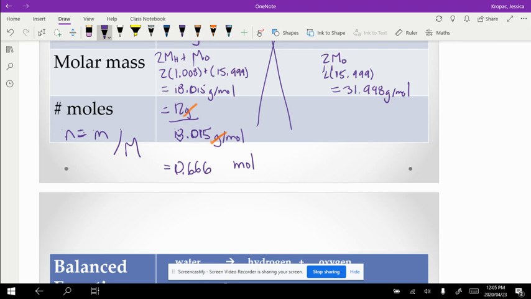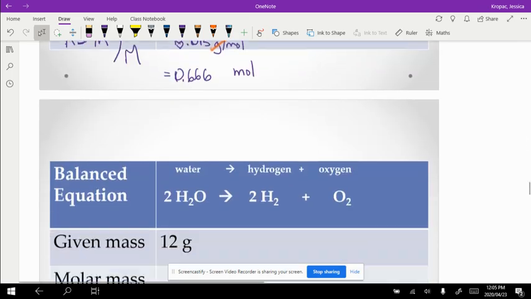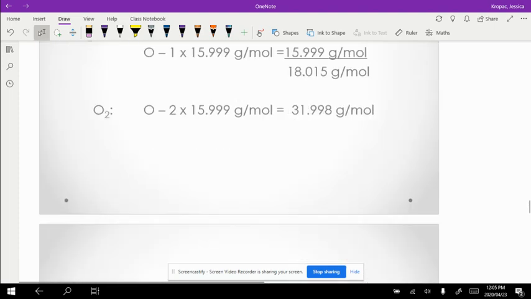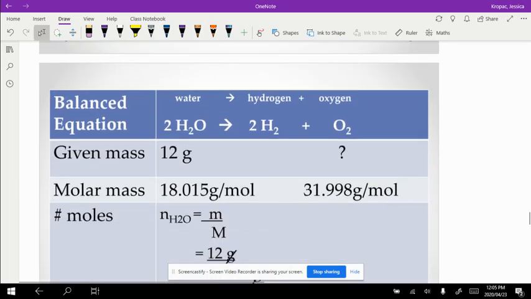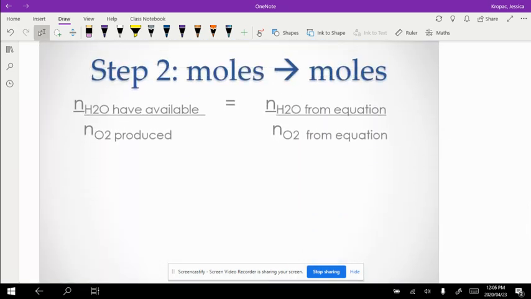Now I'm at the step for my molar ratio. So I'm going to do my molar ratio, and my molar ratio is going to be between water and oxygen, because that's what the question is asking us, is water and oxygen. So I'm going to set up my molar ratio. Look at how much work we did, right? That was all just stuff that we just did on that one little slide. This is everything expanded so you can see it. So I'm going to set up my molar ratio like this. I'm comparing water to oxygen.